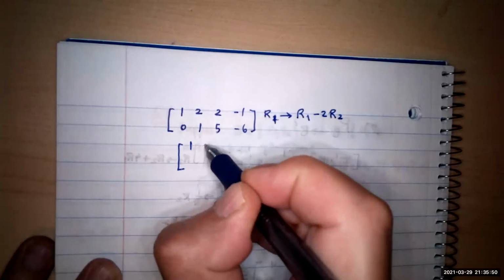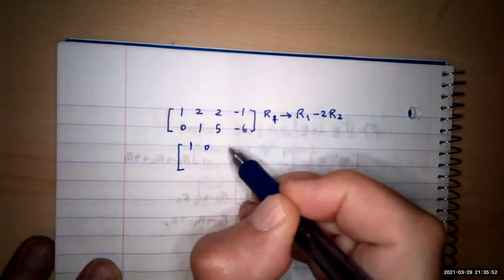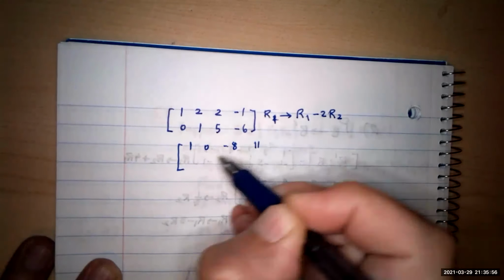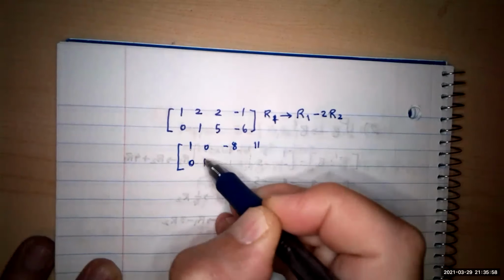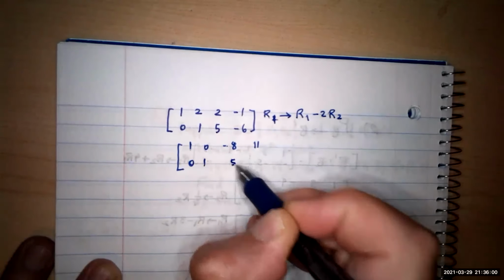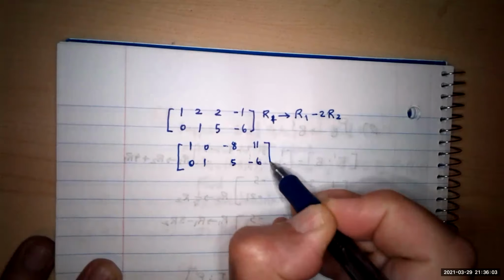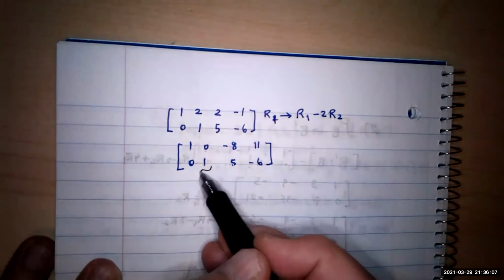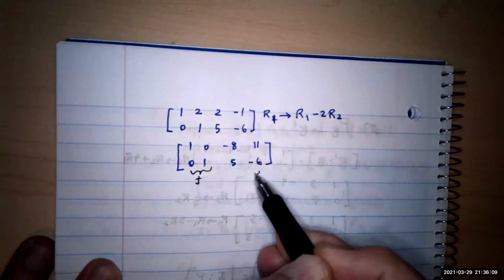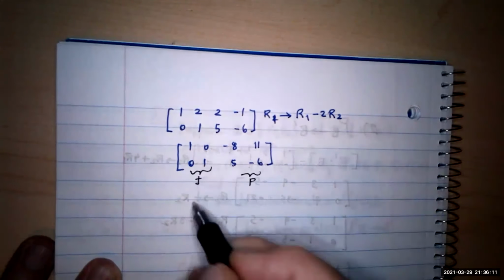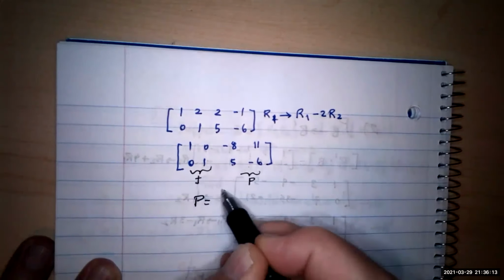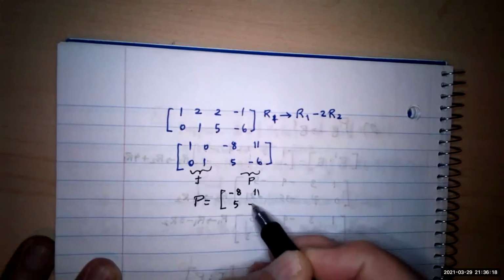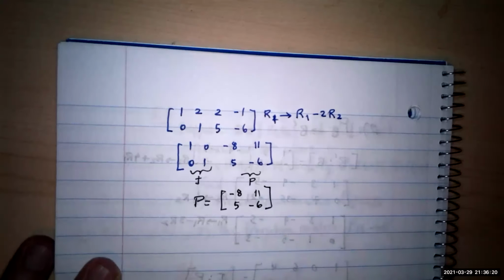Okay, so that gives us 1, 0, negative 8, 11. And this is going to be 0, 1, 5, and negative 6. Okay, that's it. So this is identity, and this must be the matrix P. Okay, so the matrix P is going to be negative 8, 11, 5, and negative 6. Okay, that's going to be the P.